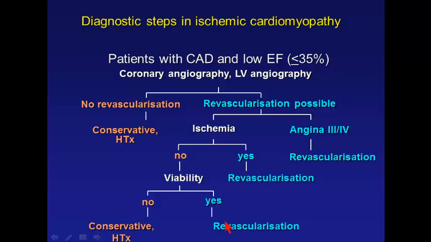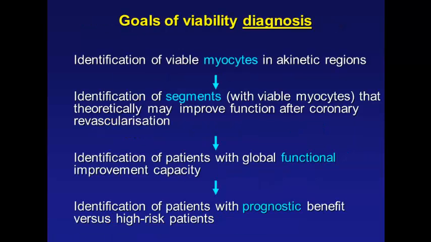If the test is positive, obviously we go for revascularization, because the goal of the viability diagnosis, and I have underlined diagnosis because in the next slide I will talk on the goals of the treatment, but first the diagnosis is to see viable myocytes, which are in akinetic regions, and then identify whole segments which are viable, non-contracting, and may improve their function. And then, of course, the aim is to have a diagnosis of patients or left ventricles which will improve the function, and where any measure of revascularization will have a prognostic beneficial impact.